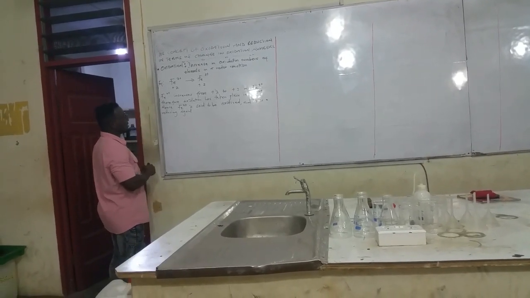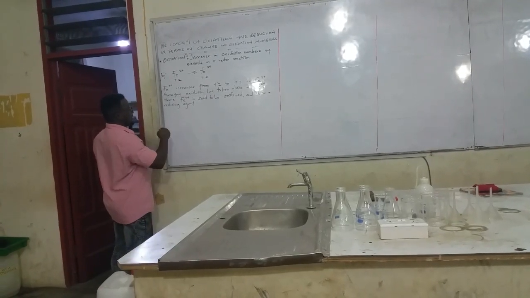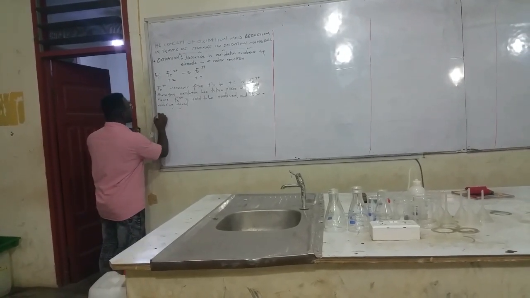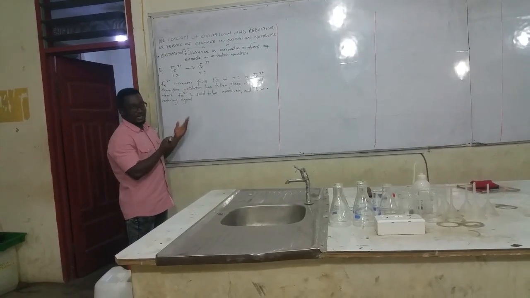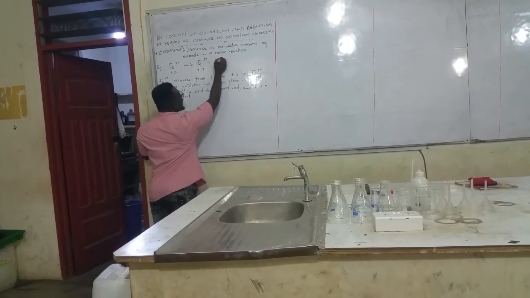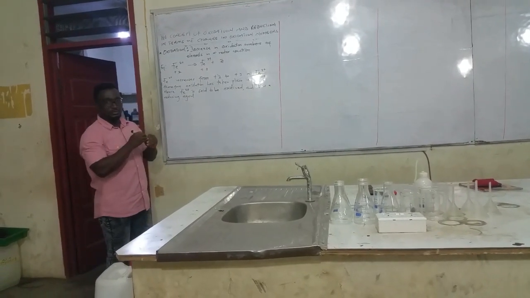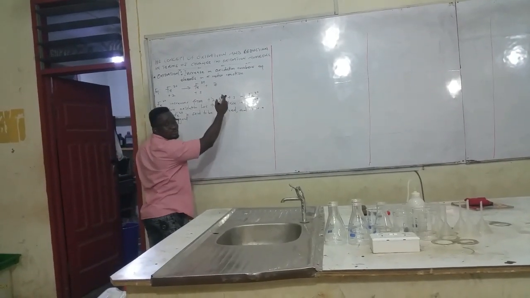Now let's look at the next example. In the next example, let's balance the equation so that it will be very clear. Here we are going to add 1 electron to the right hand side of the equation.